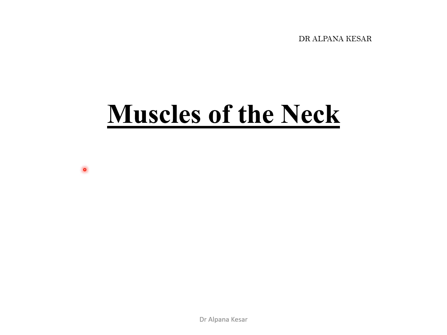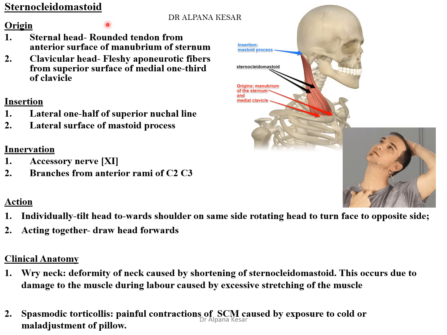Muscles of the neck. Sternocleidomastoid. Sternocleidomastoid muscle is a key muscle of the neck that has origin from two different bones, a sternal head and a clavicular head. Sternal head is a rounded tendon which arises from the anterior surface of the manubrium of the sternum. Clavicular head is a fleshy aponeurotic fiber containing head that arises from the superior surface of the medial one-third of the clavicle.